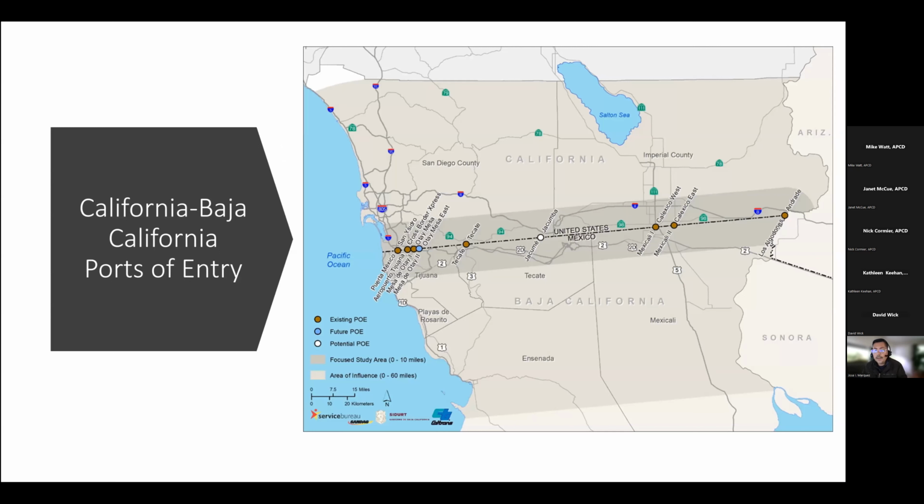As you know, California shares 7 land ports of entry with Mexico. 3 of these land ports of entry serve commercial vehicle traffic. Those are Otay Mesa, Tecate, and Calexico East. And in 2026, we'll have a 4th commercial port of entry. That will be the Otay Mesa East port of entry.